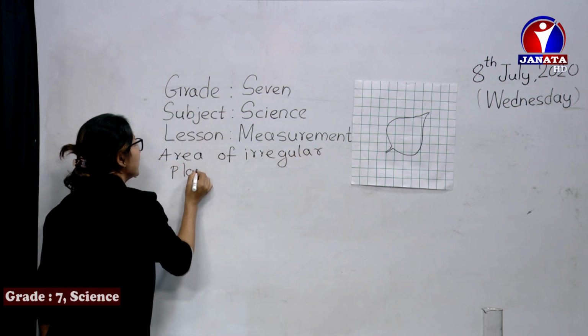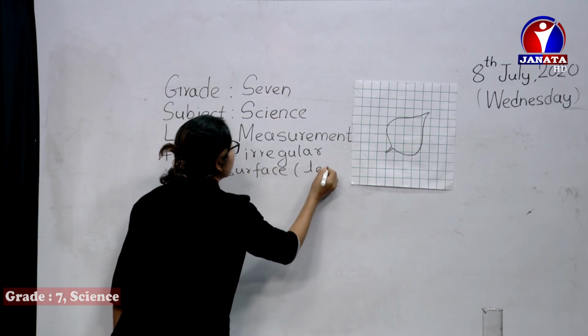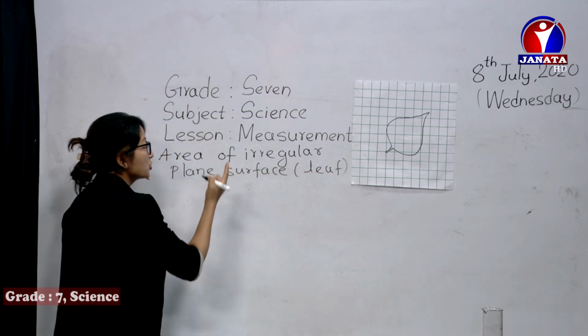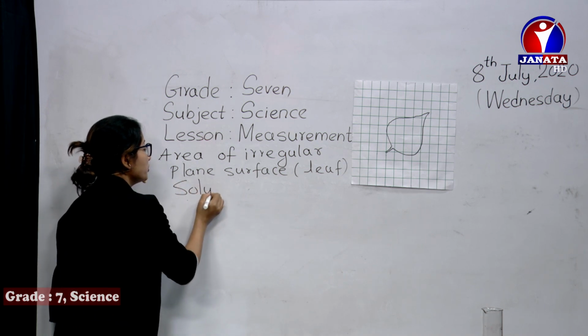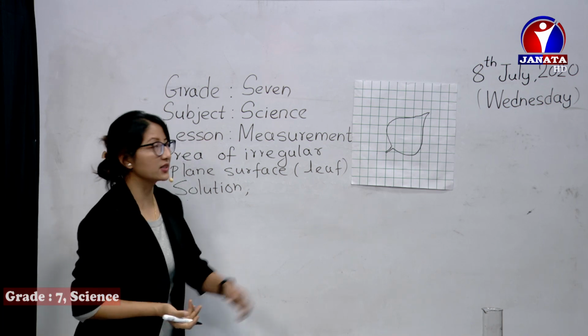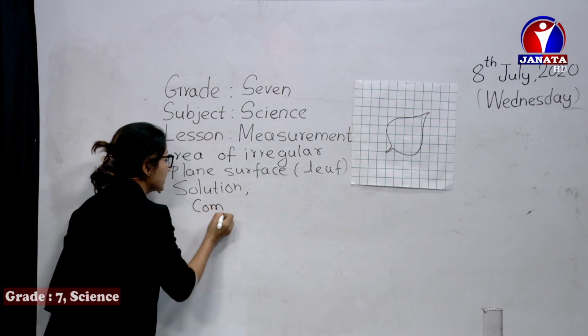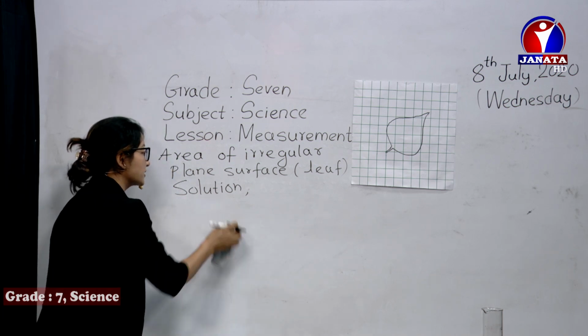Irregular plane surface. For today, we have taken a sample leaf. What do we do? First of all, we count the complete squares covered by the surface. So here, the number of complete squares. Let's check.